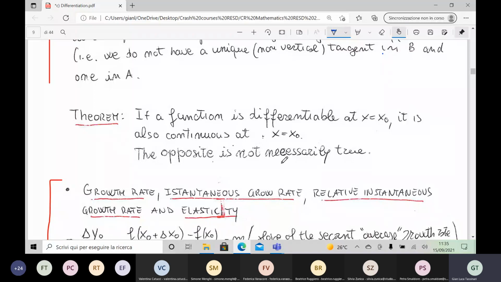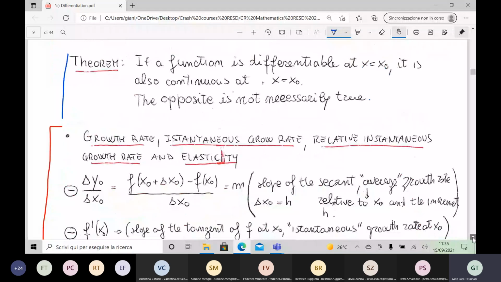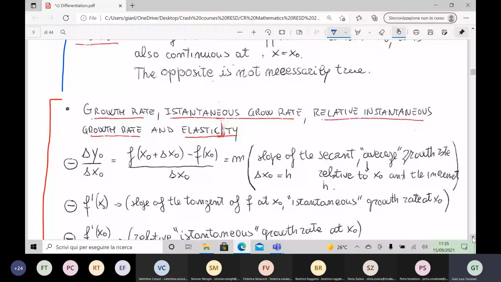Now, before starting to show the differentiation rules, maybe we'll do it in the afternoon, I want to tell you something that your professor of math asked me to explain. So the concept of growth rate, instantaneous growth rate, relative instantaneous growth rate, and elasticity of a function at a point, say at the point x0. What is the growth rate? So now I want to explain. So we have, first of all, the growth rate.